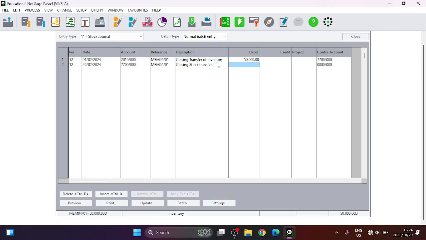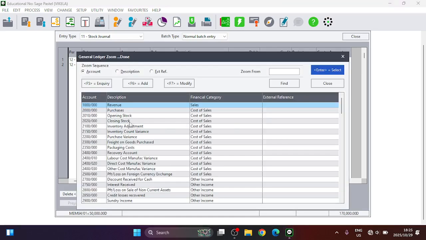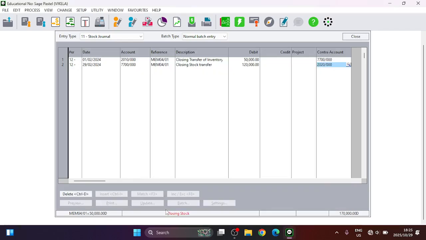Now we'll put the figure again on the debit column. Because remember, your inventory is now getting debited. You have worked out from your inventory valuation report, or you would have done a physical valuation, capturing all the stock and then calculating it, and then you're going to get a figure of 120,000, for example. And your contra account will now be closing stock. So we're now going to search closing stock. We'll go over this again for you to understand it better. And there is closing stock, and you're done with your stock journal.